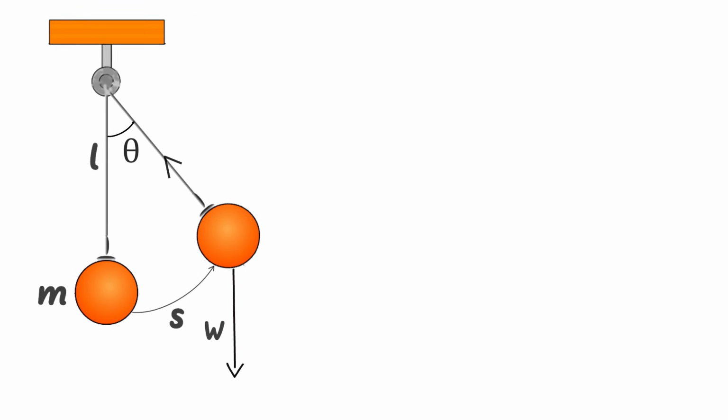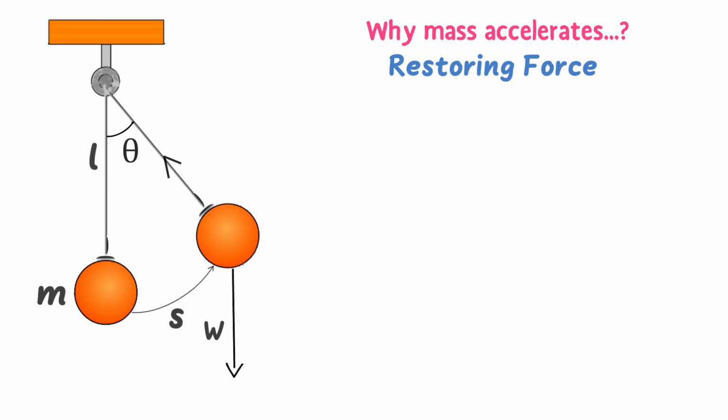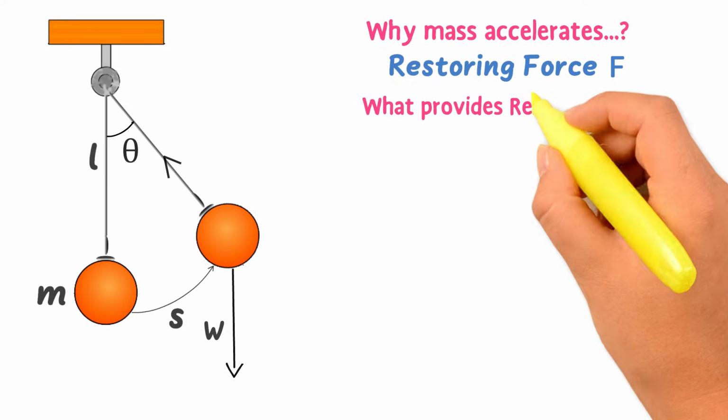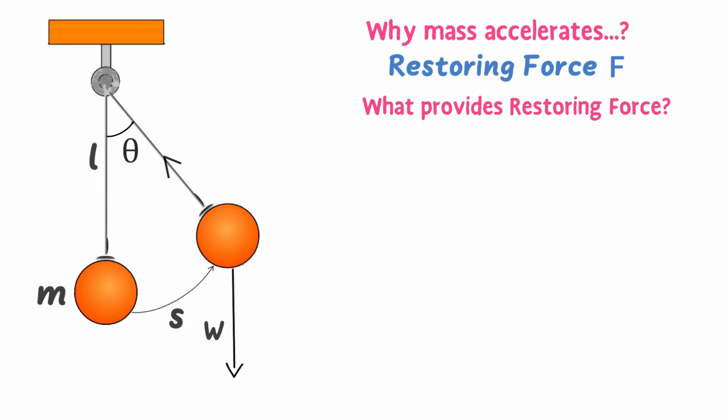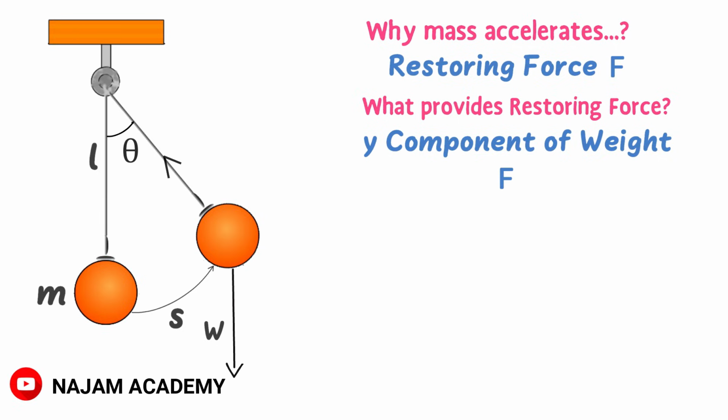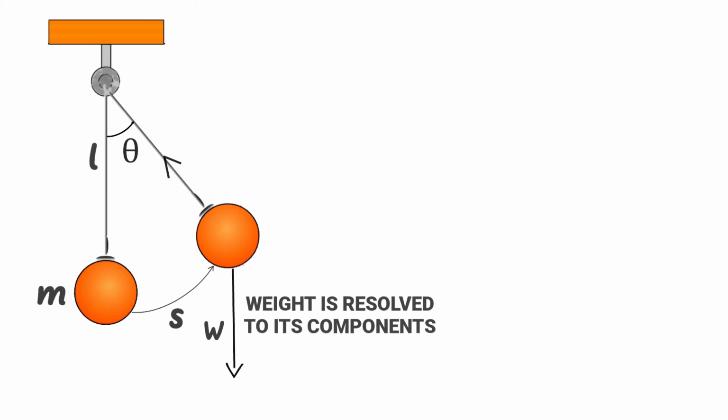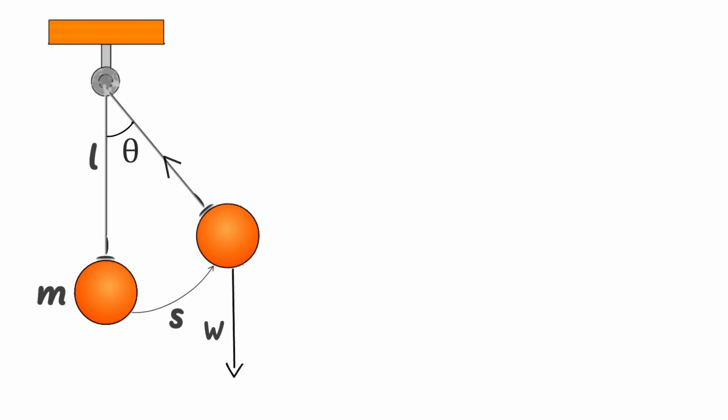Now the question is, why does the mass accelerate towards the mean position? Well, it is because of the restoring force F. Now what is providing the restoring force to the mass? It is the y component of weight that provides the necessary restoring force to bring this mass back to its mean position. Here weight is resolved into its x and y components. We draw the x component of W like this and the y component of W like this.